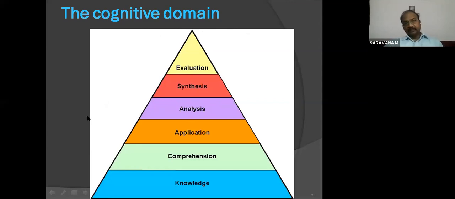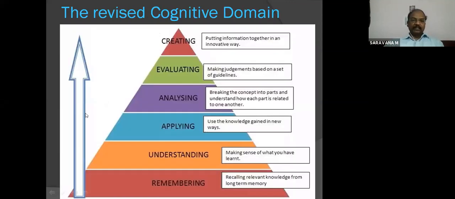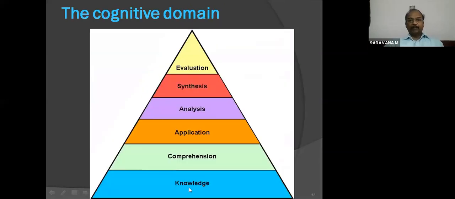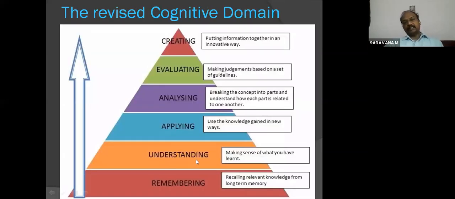And as I told you, this has been revised by his team. Let us see how it has been revised. Knowledge has been revised to remembering. Comprehension is revised as understanding. Application is applying, analysis is analyzing, evaluation is evaluating, and synthesis is creating. This was revised by his team members after a few decades.